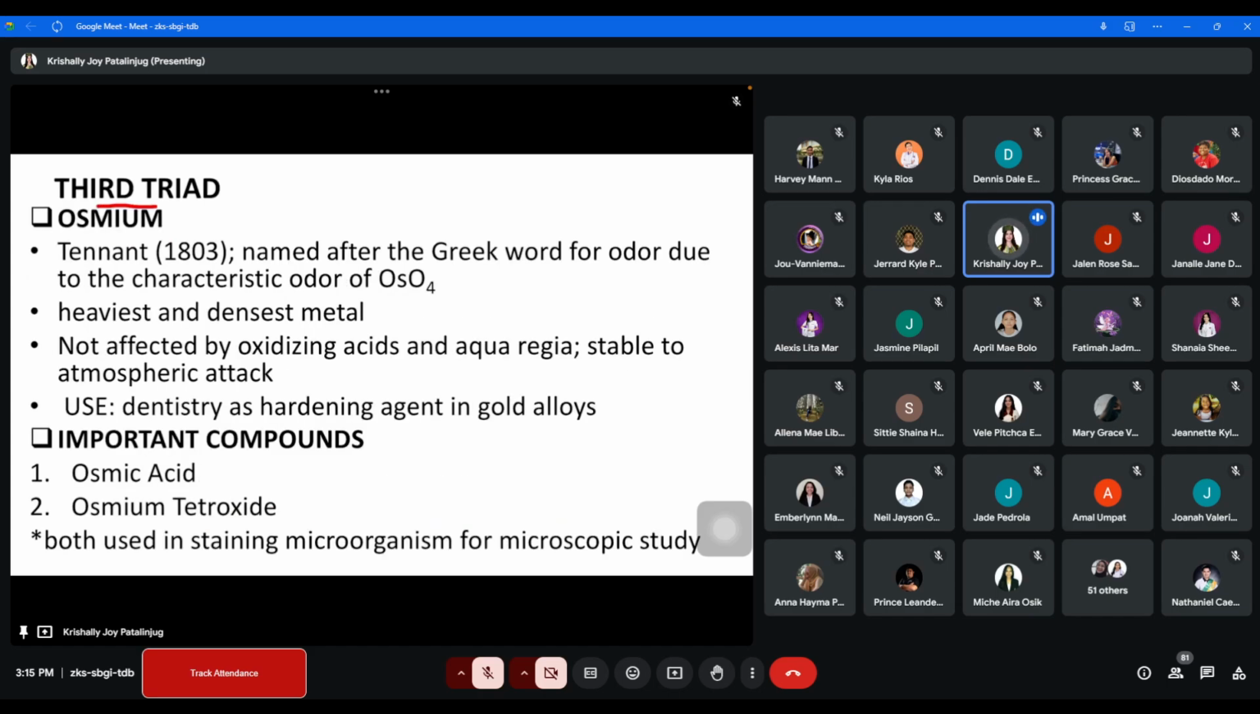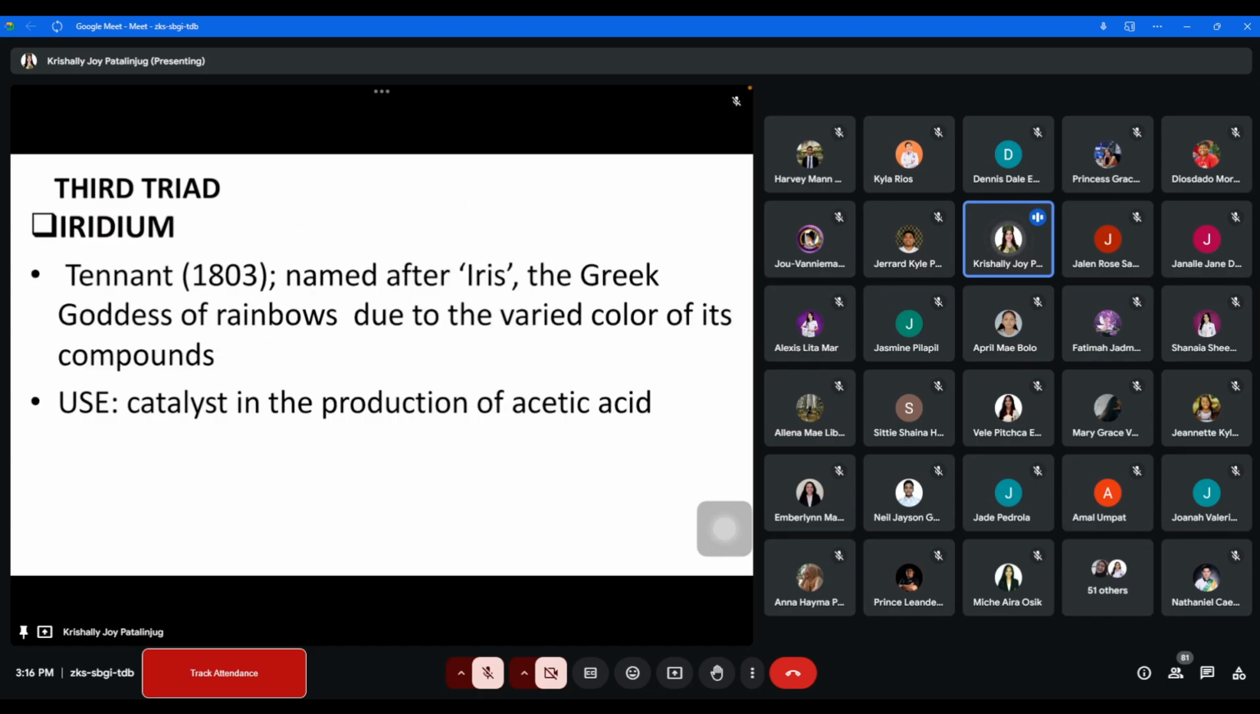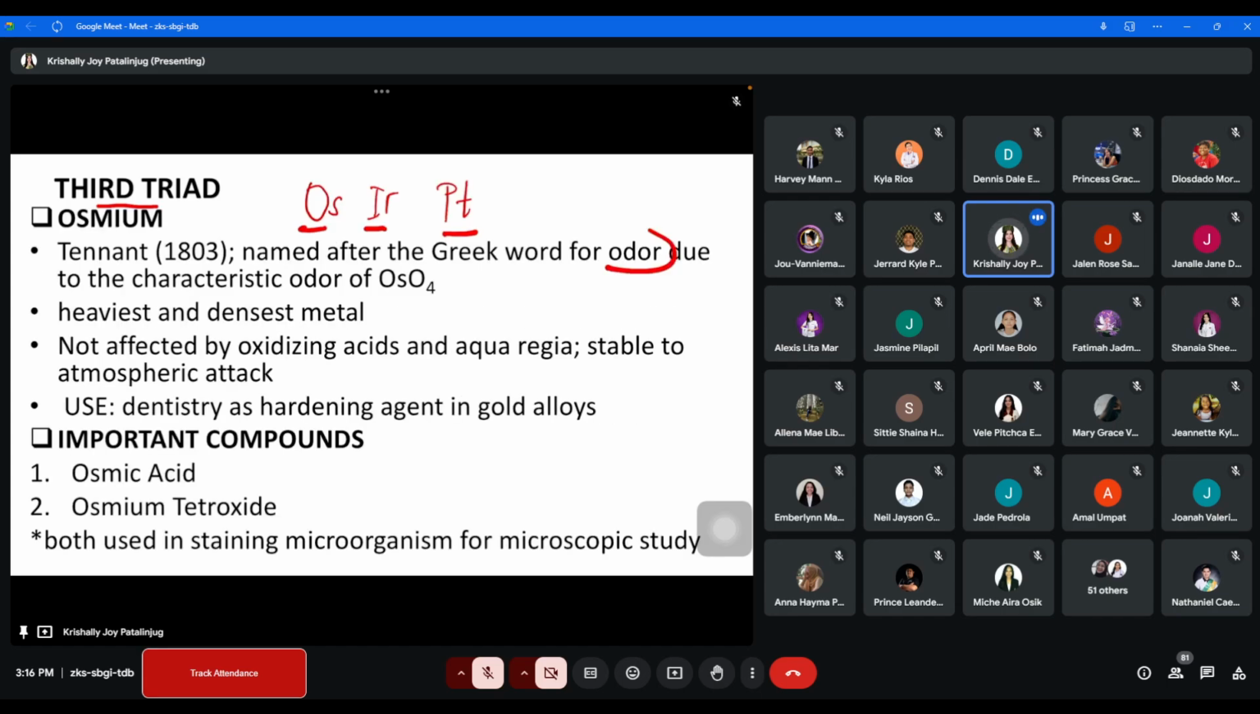Lastly, under third triad, yung O-serpit. So you have osmium, iridium, platinum. And yung gamit din nila is catalyst din. Okay, for osmium, this is named after the Greek word for odor. Osme, ang Greek word, no?